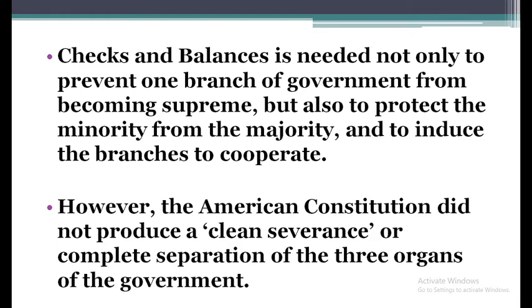However, the American Constitution did not produce a clean severance or complete separation of the three organs of the government. In fact, they check each other and balance each other. There is separation of powers, but this separation of power is not in a watertight compartment. Now let us see the role of the legislature, the executive, and the judiciary so that we can understand in more detail how they check and balance each other.